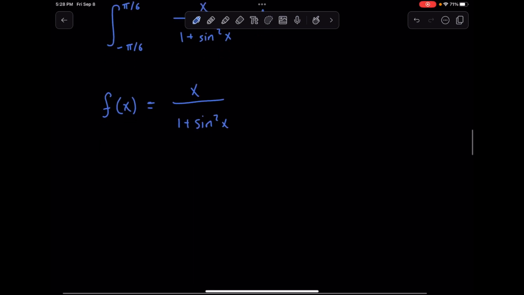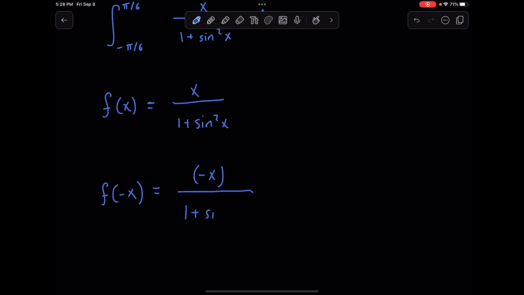So now let's test f of -x, and that will tell us if this function could be even. Everywhere we have x, we're going to plug in negative x. So that's -x over 1 plus sine squared of -x. Now let's figure out what sine squared of -x simplifies to.